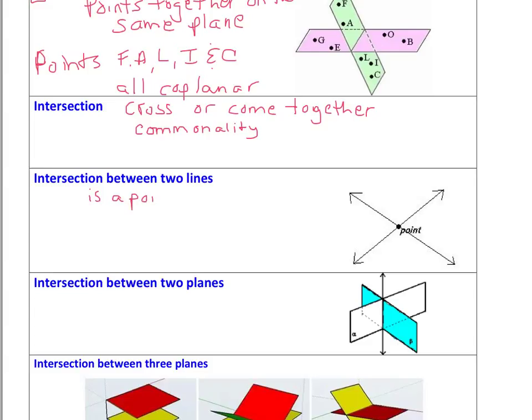And that's always going to be the case. If 2 lines intersect, their intersection is a point. So make a note of that.